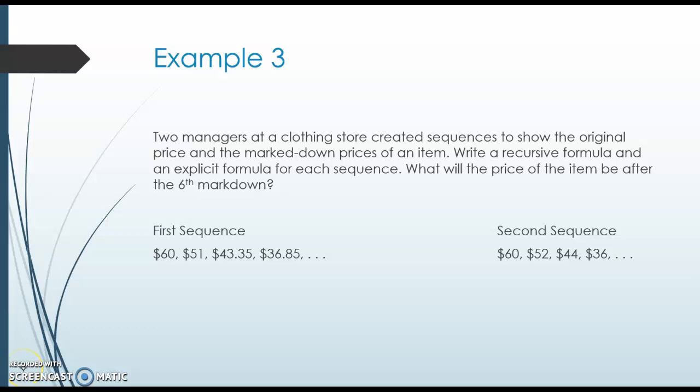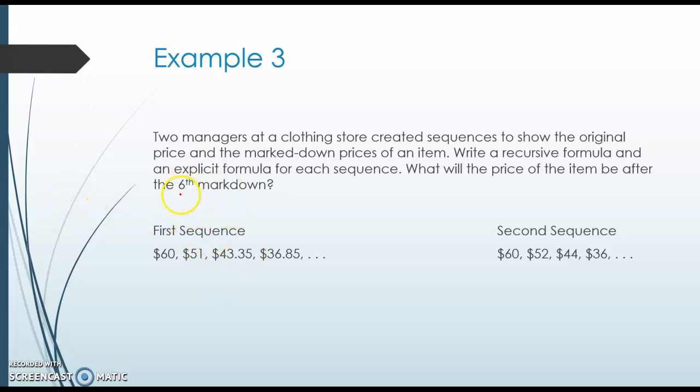All right, so we're continuing with geometric sequences, and we have this word problem. Two managers at a clothing store created sequences to show the original price and the markdown prices of an item. Write a recursive formula and an explicit formula for each sequence. What will the price of the item be after the 6th markdown?